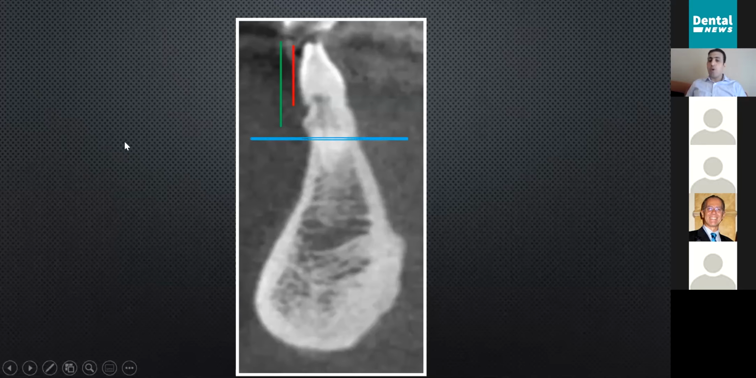And also you want to see on the CBCT scan what's the nature of the defect. Is it supracrestal or subcrestal? In this case, it's supracrestal.